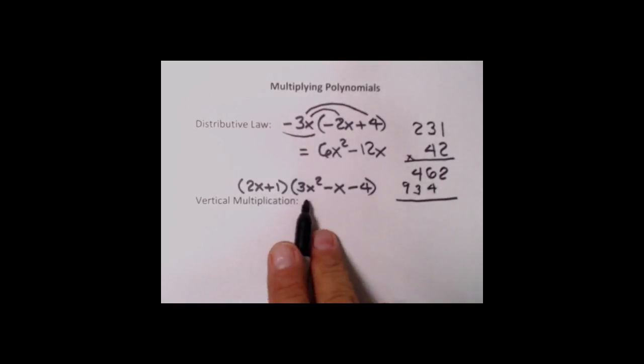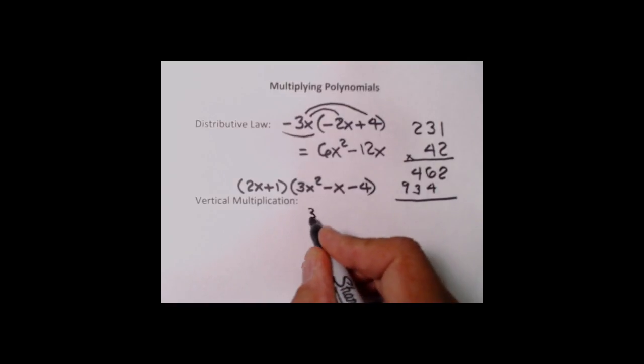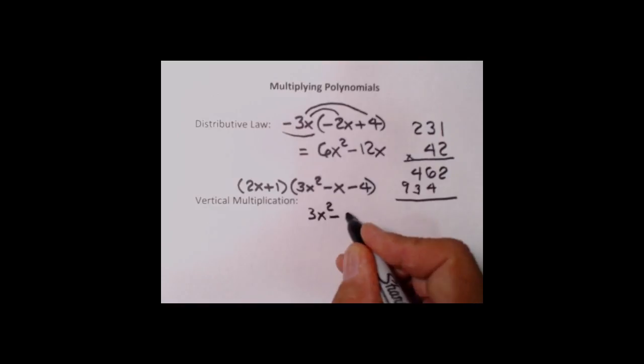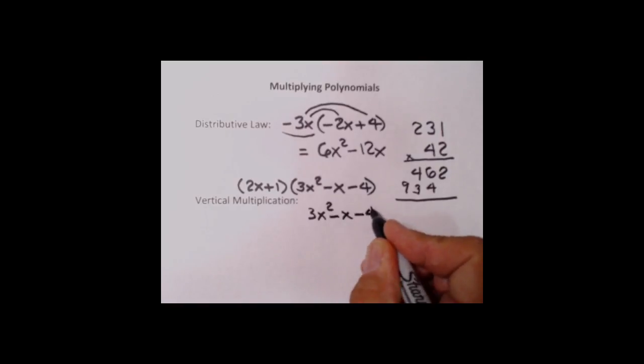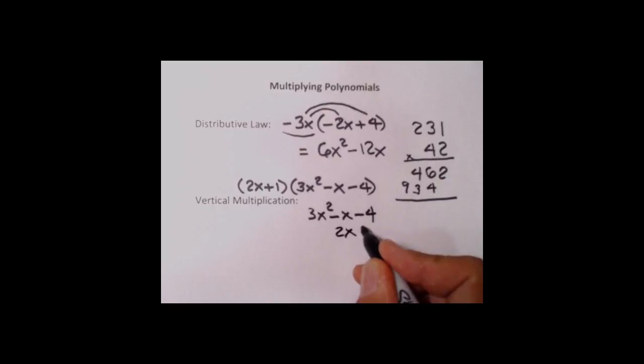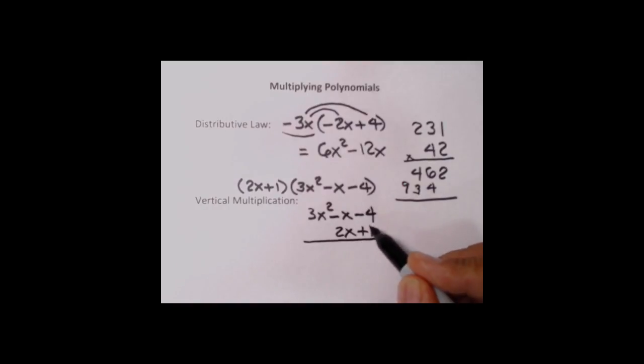What I'm going to do is put the largest polynomial on top again. So 3x squared minus x minus 4. And then right underneath, 2x plus 1. Now, this works particularly nicely if you've got everybody in descending order. So that's what we have here.